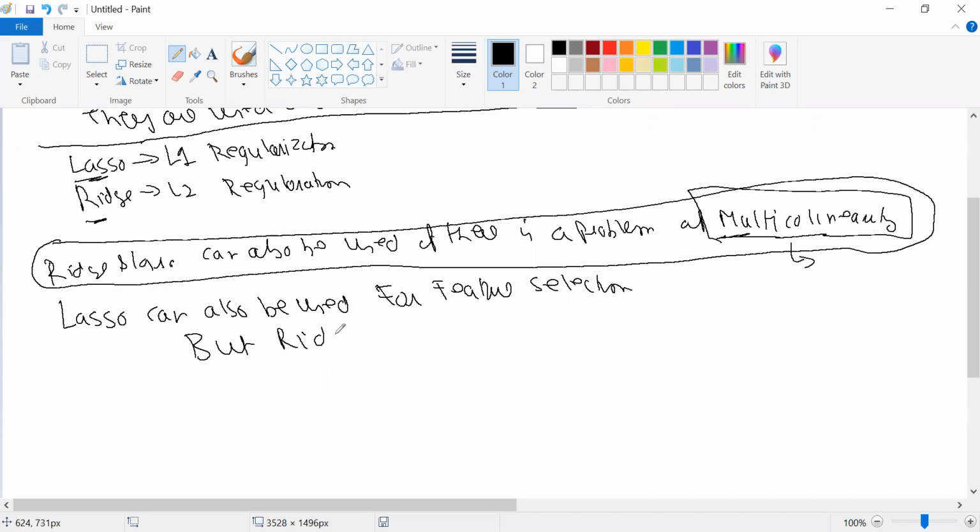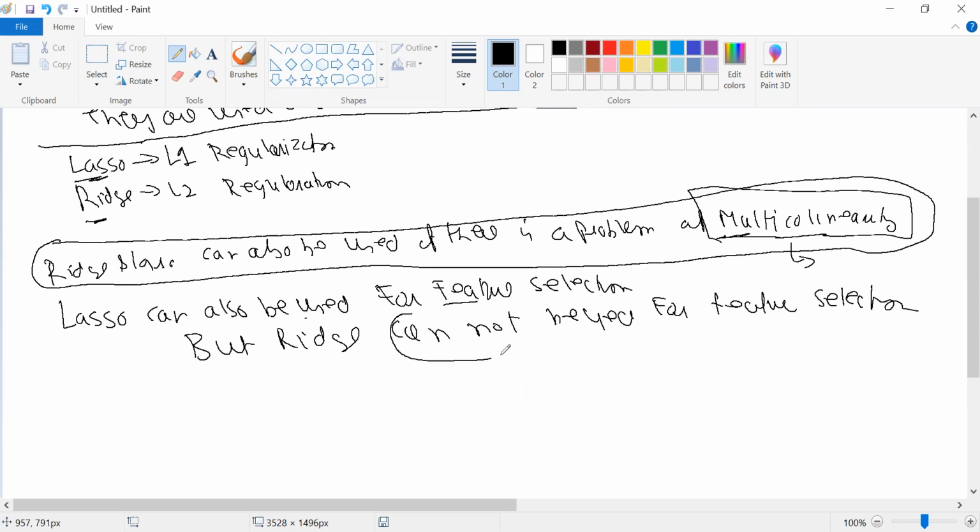But Ridge cannot be used for feature selection. And please ये line याद रखना that lasso can be used for feature selection. Ridge cannot be used. Using Ridge, you cannot do your feature selection. What is feature selection?